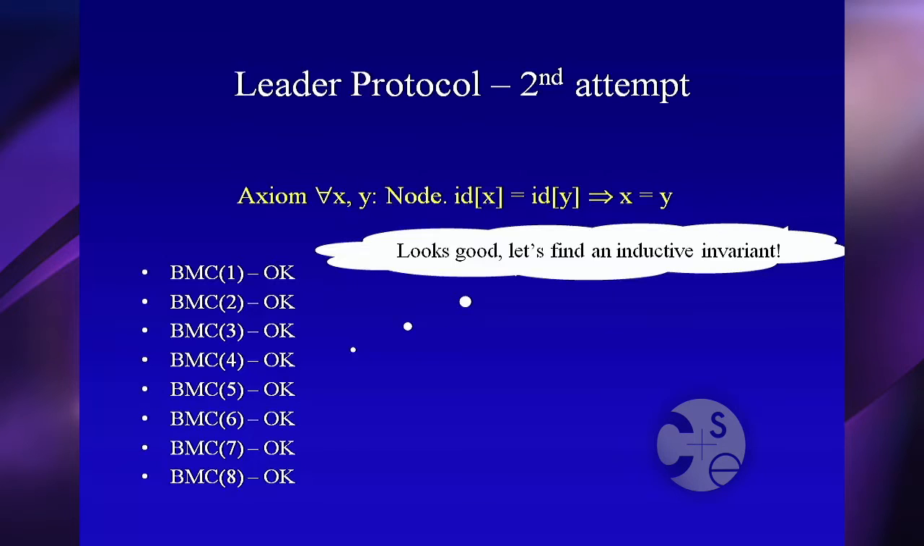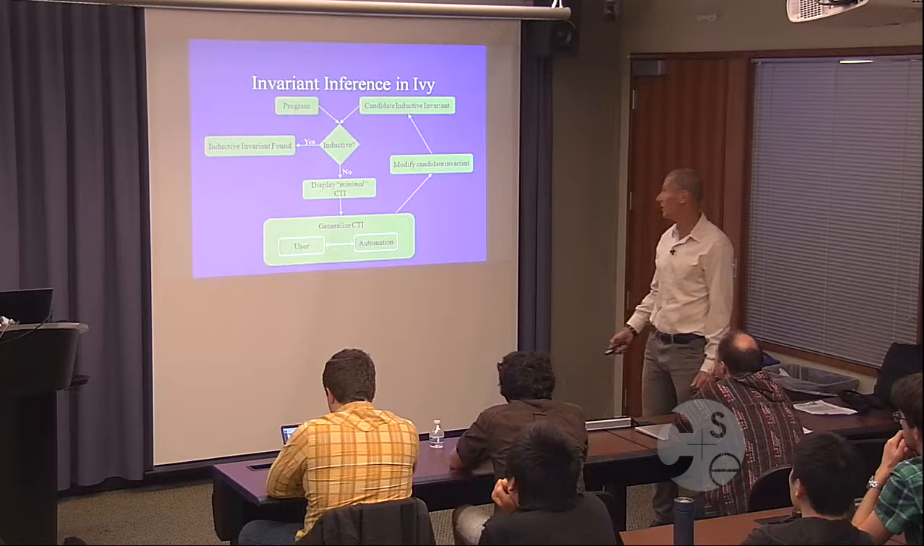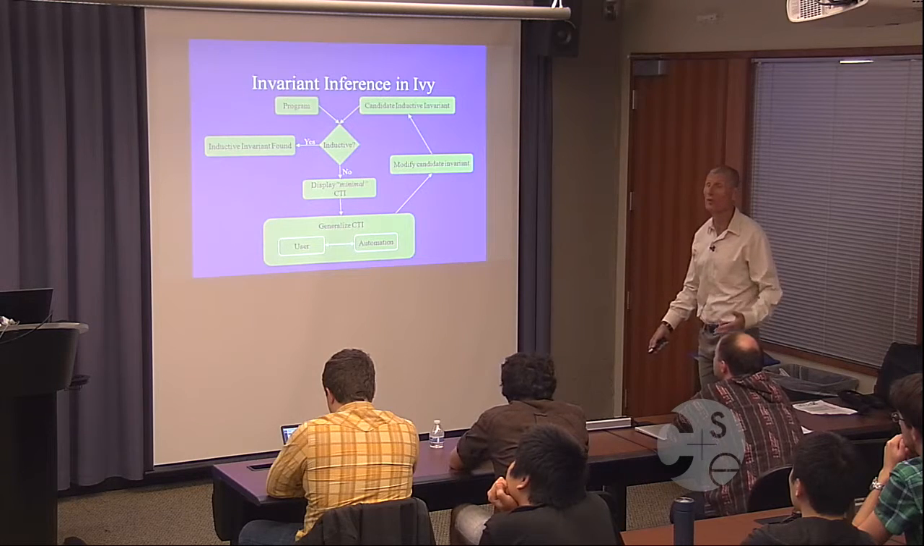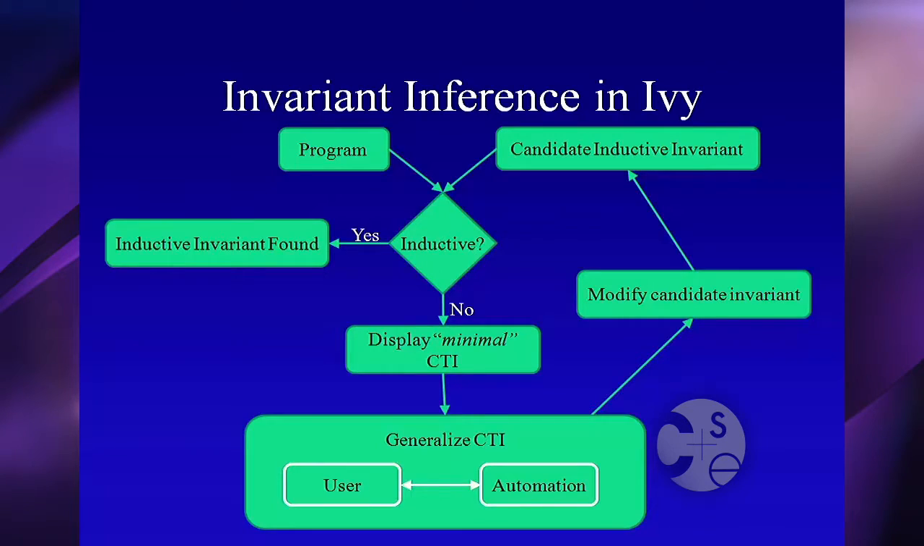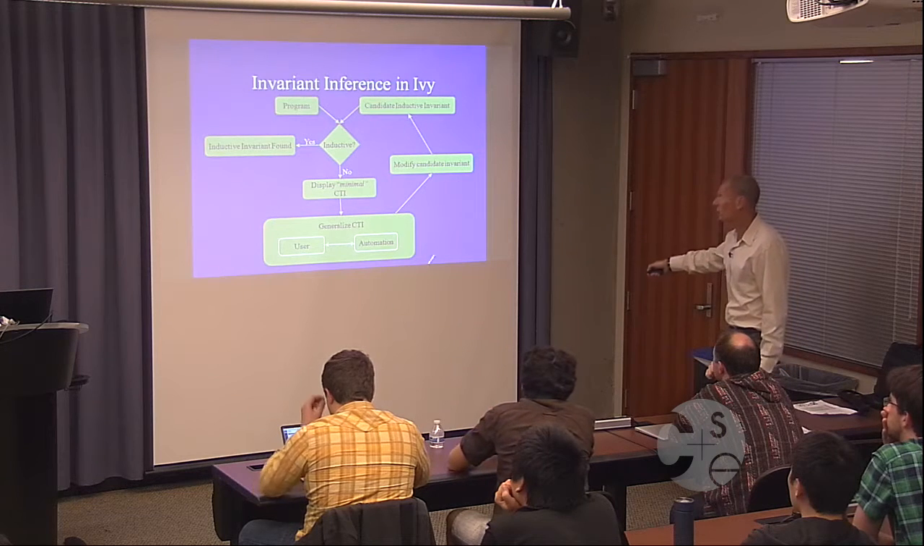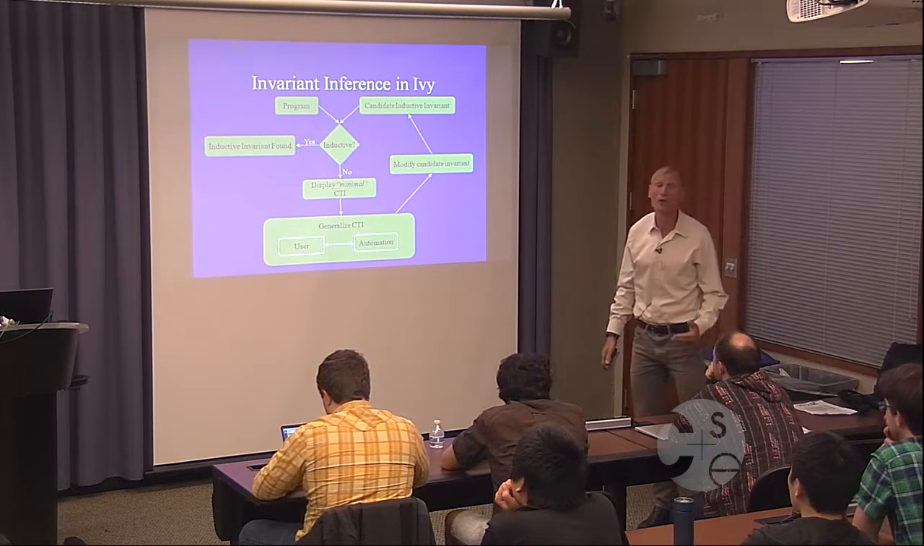Now you want to prove things by induction. Here, things get much more interesting. This is where this iterative procedure works. You take the program, you take this candidate inductive invariant, you check this inductiveness. Since we are working in this decidable logic, we know that this will never fail. If it finds an inductive invariant, it's great. If not, then we can compute a minimal model, minimal in terms of the size of the graph, of that counterexample to induction. Then we work with the user to generalize it. Once again, we modify this candidate invariant and keep the step.